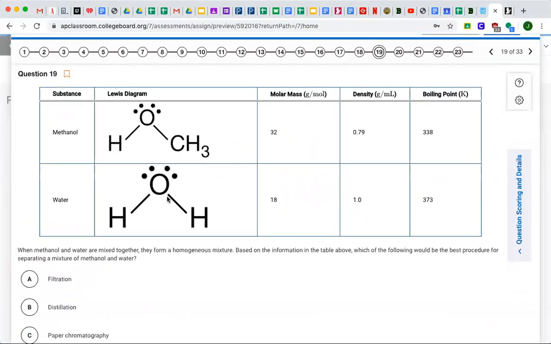This will be our last problem of the day, so we'll pick up from here tomorrow. Unit 3, number 19. Or sorry, number 20 is where we pick up. All right, so you've got methanol and water. We have the molar masses of each, the densities of each, and the boiling points of each. Ooh, that's really interesting. Okay, that's what I expected.